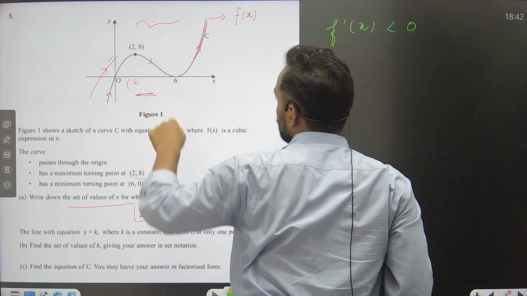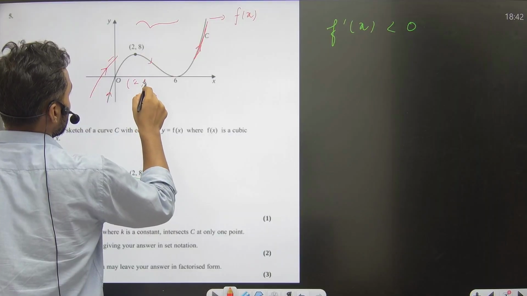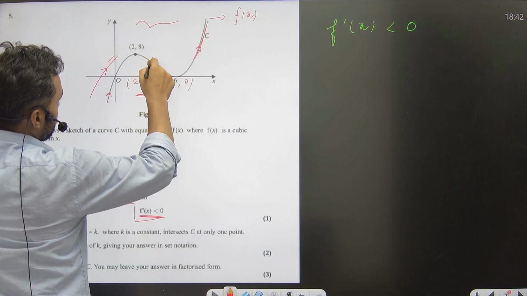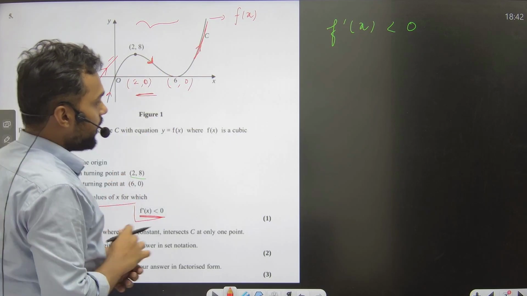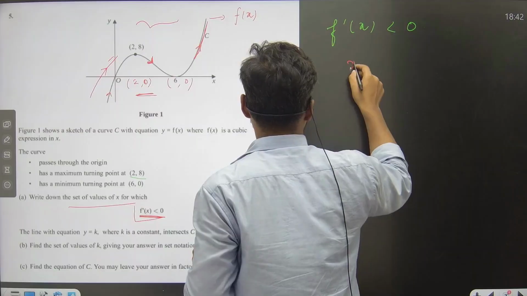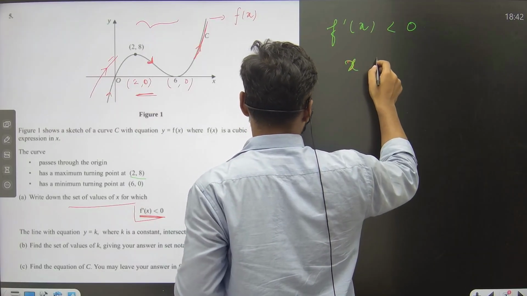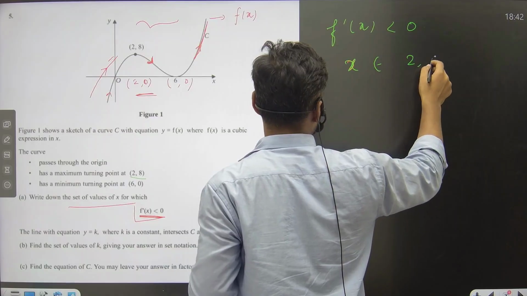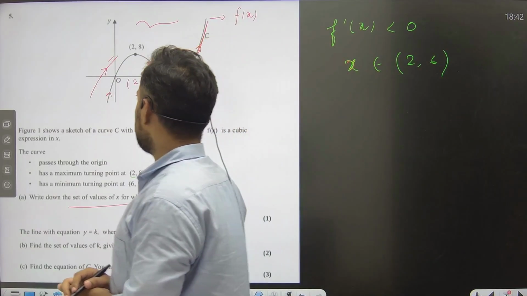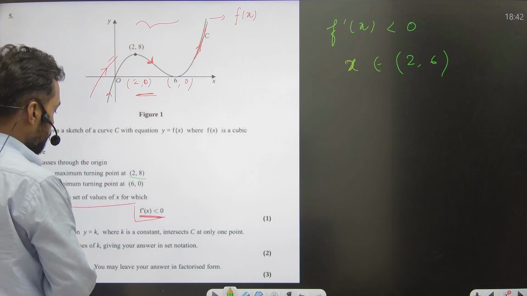So from (2, 0) to (6, 0), the function f(x) has negative slope. So what will be the value of x? x will be lying between 2 and 6. Between 2 and 6 you can see that the function f(x) has slope less than 0, the derivative less than 0.